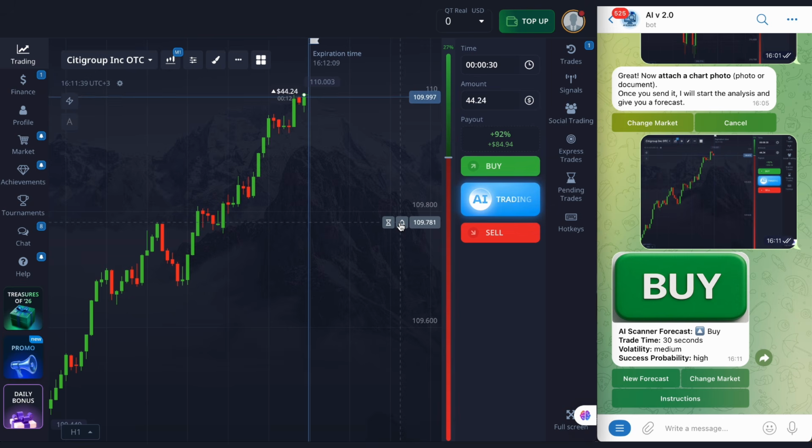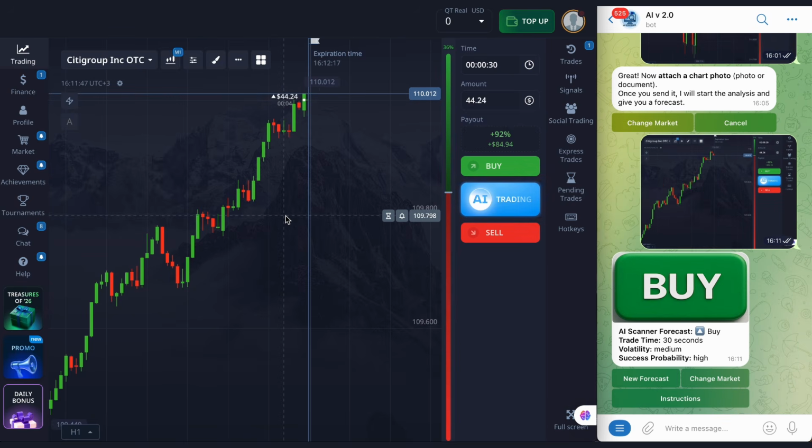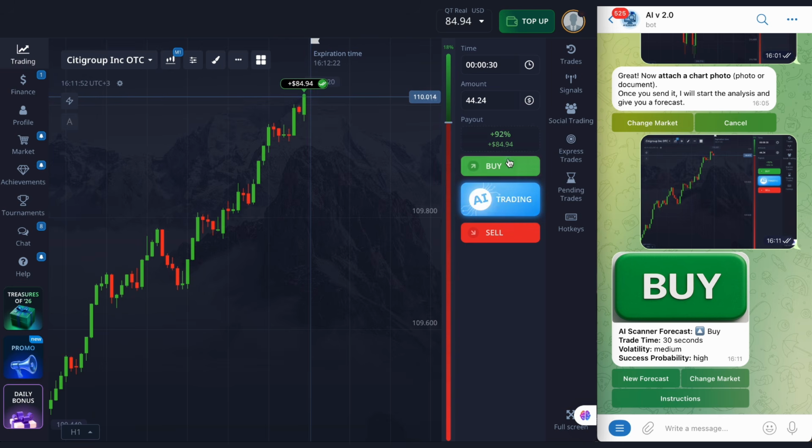On our timer, we have 12 seconds left. Is this gonna be another win for us? We are about to find out, ladies and gentlemen. This is our third trade for this session. So far, so good, looking good. 3 seconds left on the timer, 2 seconds, 1, and here we go, people.